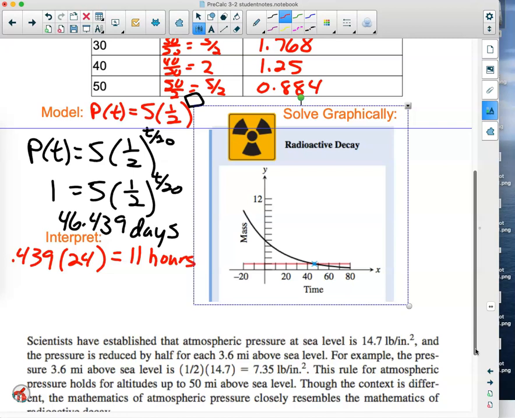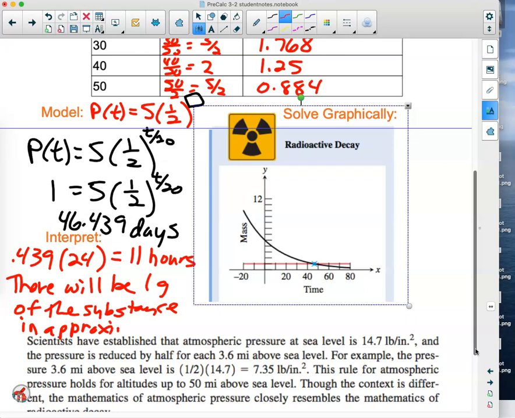So again, we want to interpret this. We want to make a short sentence saying, hey, this is what we found. There will be 1 gram of the substance, because they didn't tell us what it was, in approximately 46 days and 11 hours.